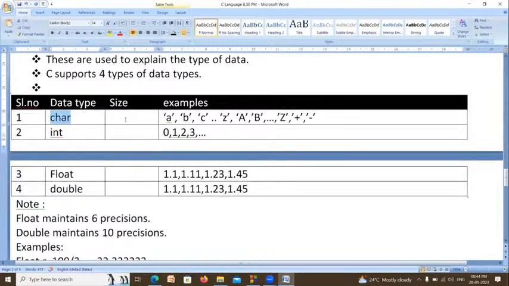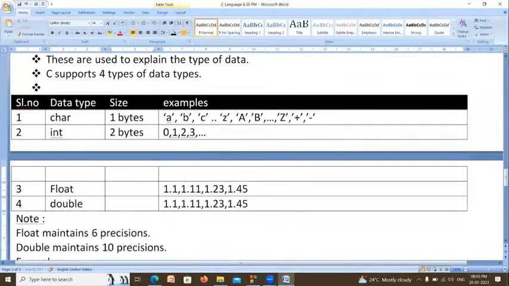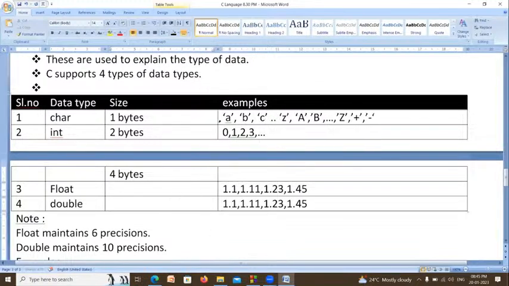Each data type is having its own size. The size of character is 1 byte. What is the meaning of size? When you keep this alphabet inside the memory, then it occupies 1 byte of memory. What is the size of integer? Size of integer is 2 bytes. In some systems, it is also 4 bytes. Now, when it is 2 bytes and when it is 4 bytes, I will explain you.